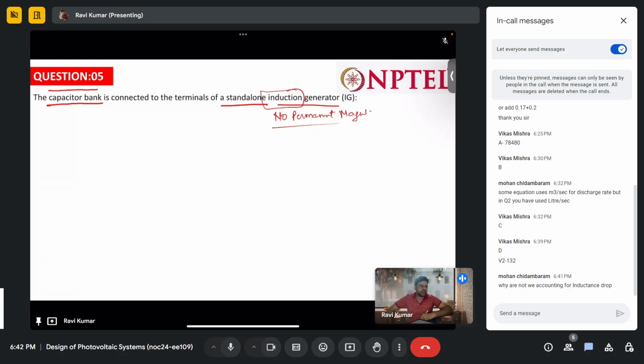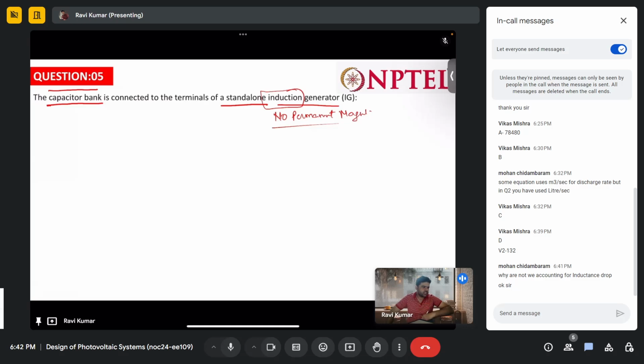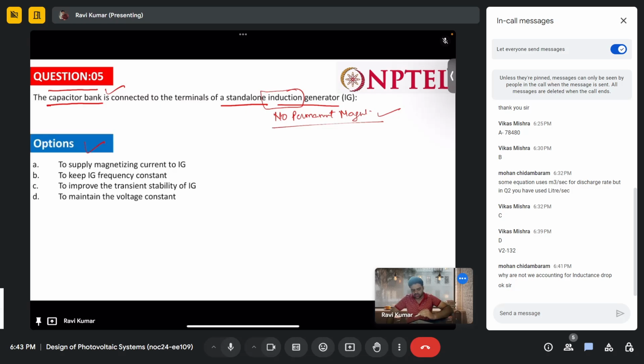If we convert it into AC, say there is some generator making it in AC, then inductance will come into the picture. In this induction generator, there is no permanent magnet. So it is asking what is the role of this capacitor bank. What is a capacitor? It holds some charge or current. So why does a stand-alone induction generator have a capacitor which holds charge or current? And these are the options.